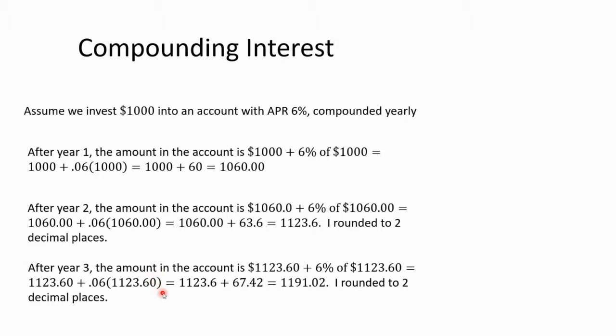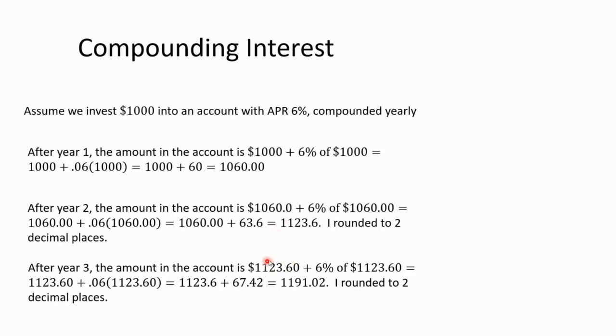Year three here, how much is in the account is $1,123.60. That's the old balance, right? That's what we got here. But again, year three, we're going to calculate interest again. This is compound interest.